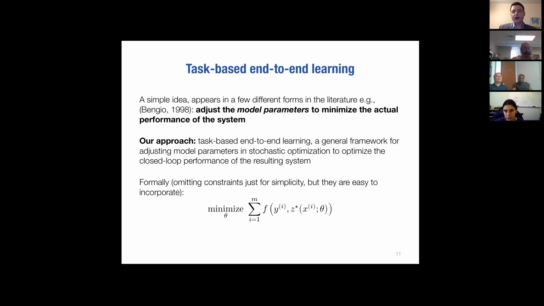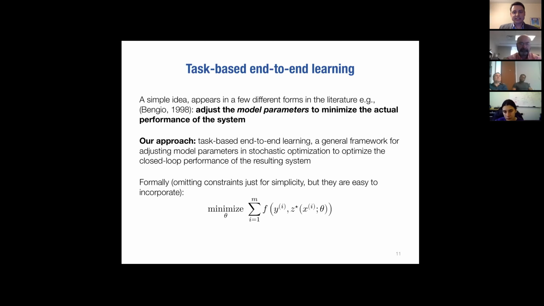We're going to adjust the model parameters, that is the parameters of our representation model, to minimize the actual costs of the system. Maximizing performance, I guess, depending on how you define performance. But anyway, we are adjusting the model parameters to minimize the cost of the system as it behaves in the real world. In other words, and I'll write this down at the bottom here, we call this task-based end-to-end learning.